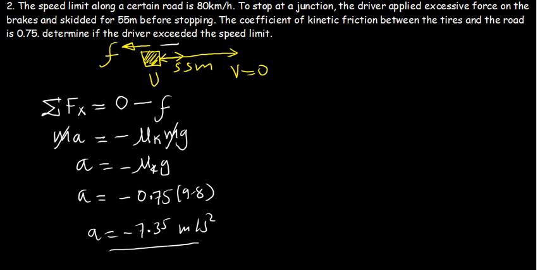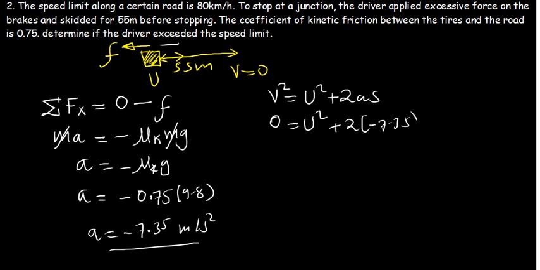Now that we found the acceleration, we can determine the initial speed, and we can say final velocity squared is given by initial speed squared plus 2as. Final speed, we know this is 0, the initial speed is what we want, plus 2, acceleration is negative 7.35, and then multiply by the distance before stopping, so it moved 55 meters. We're going to multiply those, so we're going to get u squared minus, this is 323.4.